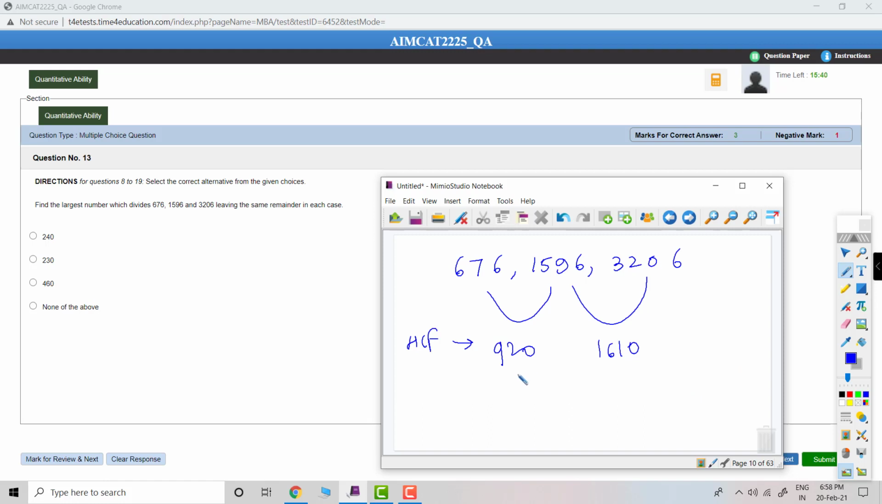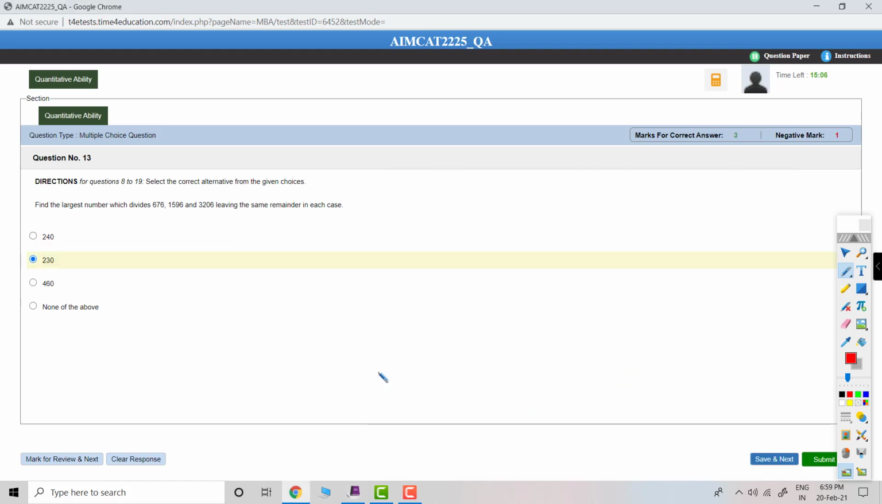Now we can see that these two numbers are clearly divisible by 23. So this is 23 into 40 and this is 23 into 70. Now look at 23 into 10, that is 2 into 5. So it is 23 into 2 into 5 into 7. So the HCF is going to be 23 into 2 into 5, that is equal to what? Tell me. This is HCF, that is equal to 230. Done, everyone? So 230 is the answer here. Let's mark and move ahead.